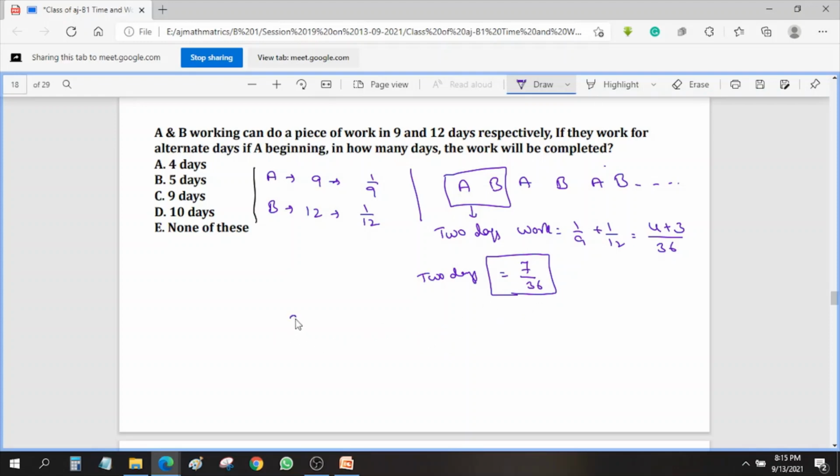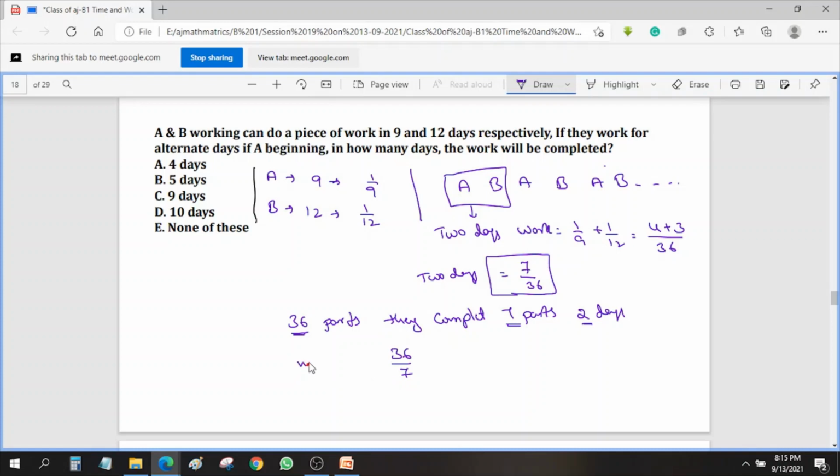Out of 36 parts, they complete 7 parts. Okay, 7 parts in 2 days. So in 36 parts, they can complete 7 parts in 2 days. Okay, now how many days are required? So which is something like 36 by 7.